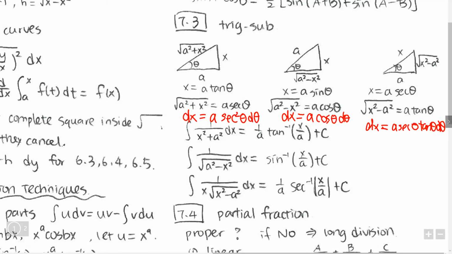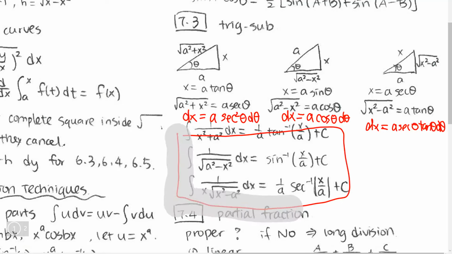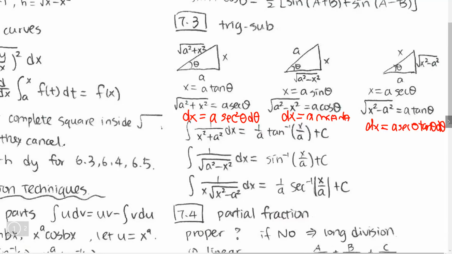And when you see these three kinds of integrals, you actually don't need to use a trig substitution, because we have the formula for it. The integral of 1 over x squared plus a squared is 1 over a tangent inverse of x over a. The integral of 1 over square root of a squared minus x squared is sine inverse of x over a. So remember here, the sine inverse is special because you don't have 1 over a in front. And when you have the integral of 1 over x square root of x squared minus a squared, that is 1 over a secant inverse of x over a.